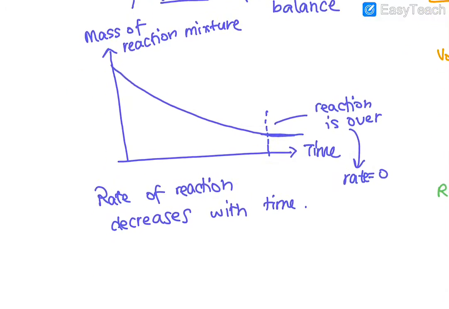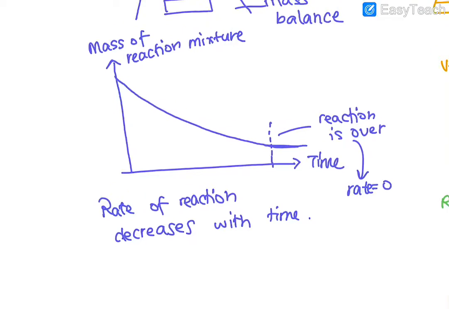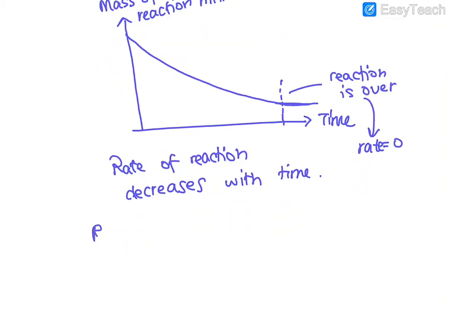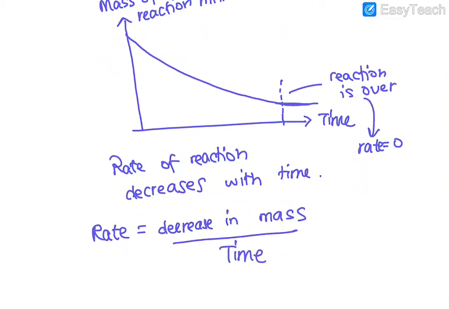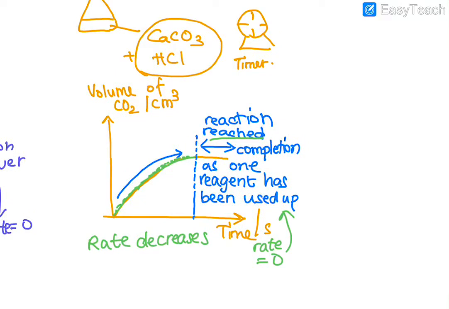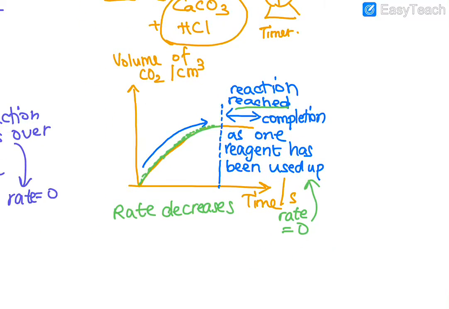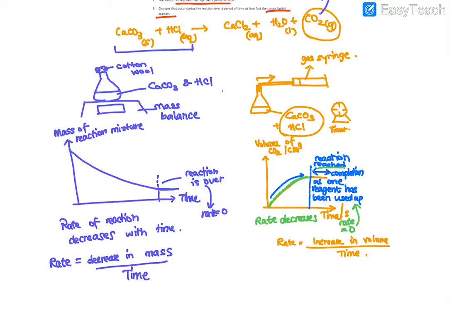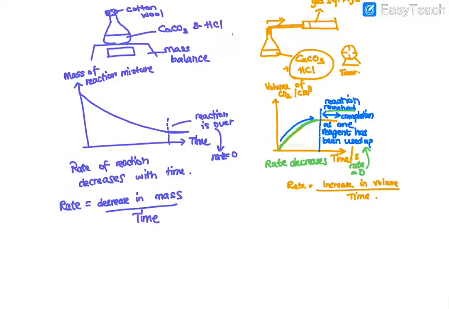Now, how can we study the rate? How can we calculate the rate? Here in this experiment, rate is obtained by decrease in mass over time. In the other experiment here, rate is going to be obtained by the increase in volume with time. So these are two experimental ways that we can find the rate of a reaction.